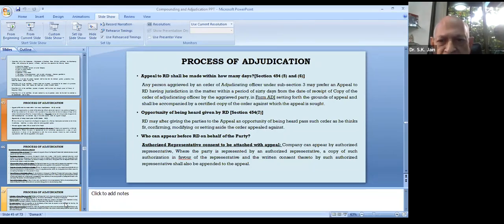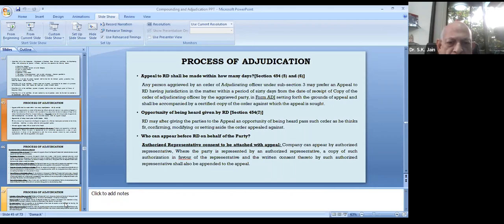Then under section 454(7), the opportunity of being heard. So as soon as the appeal is filed, the appeal will be numbered, and then the RD office will issue a notice of hearing. RD may, after giving the party to the appeal an opportunity of being heard, pass such order as he thinks fit, confirming. Now RD has the power to confirm whatever order has been passed, modify the order, or set aside the order appealed against. He can set aside the order also.